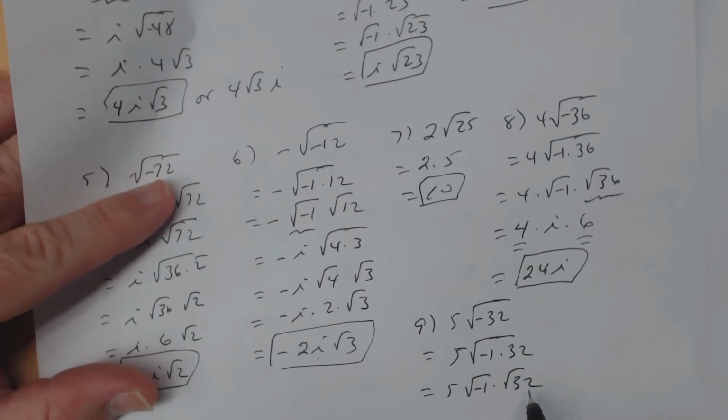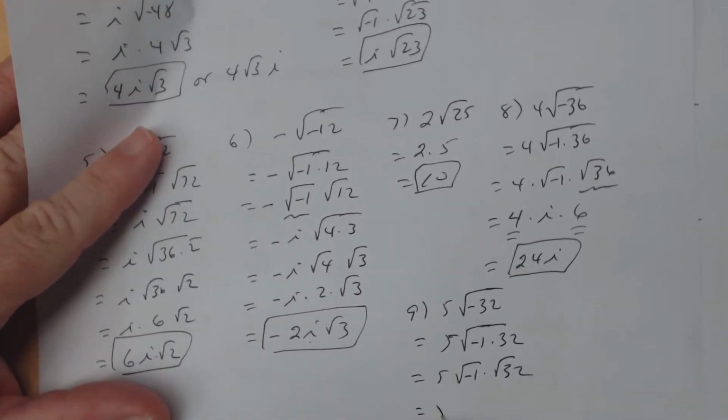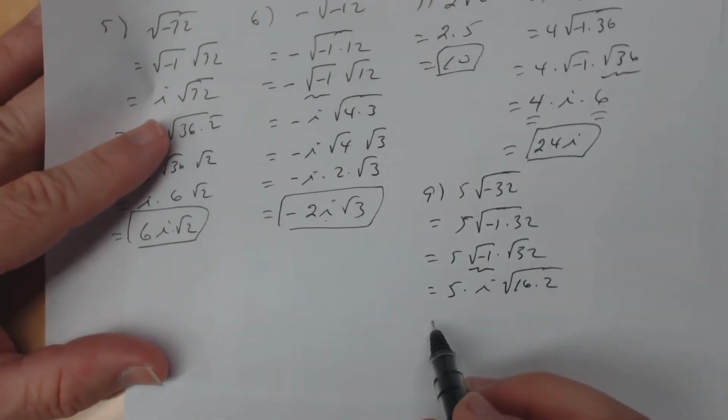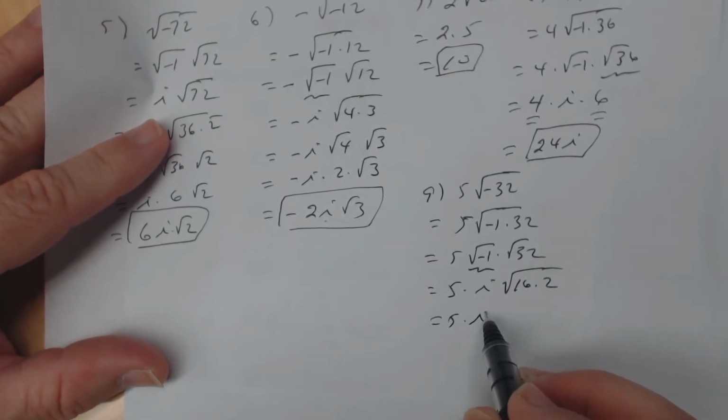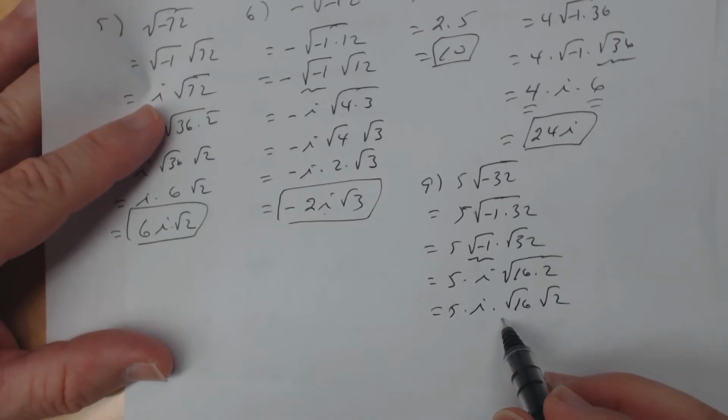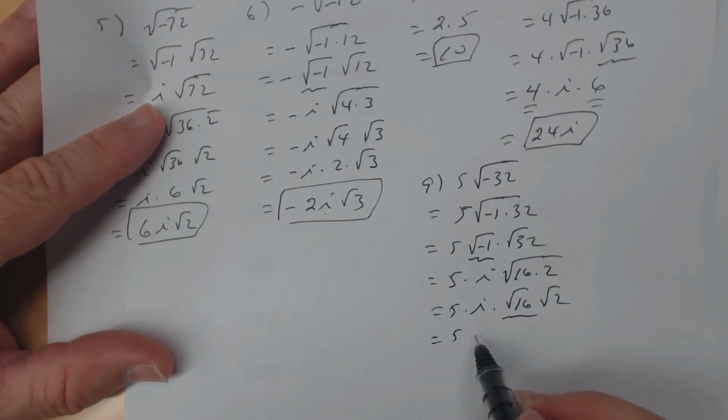16 is a perfect square that goes into 32, so keep that in mind. So that's 5. The square root of a negative 1 is i. I'm going to write this as the square root of 16 times 2. So that's going to be 5 times i times the square root of 16 times the square root of 2. Where the square root of 16 is 4, so that's 5 times i.